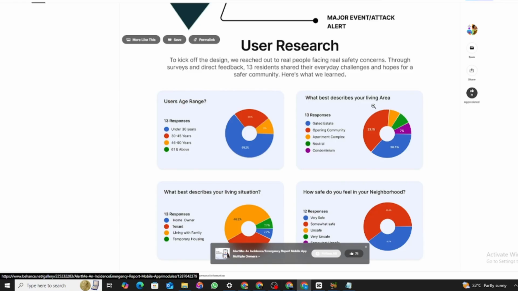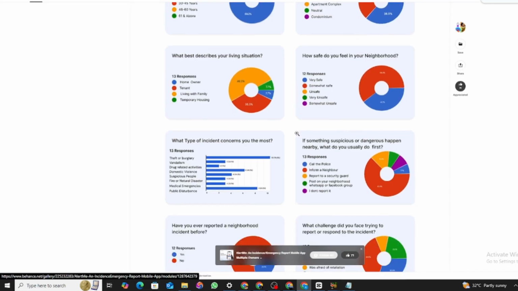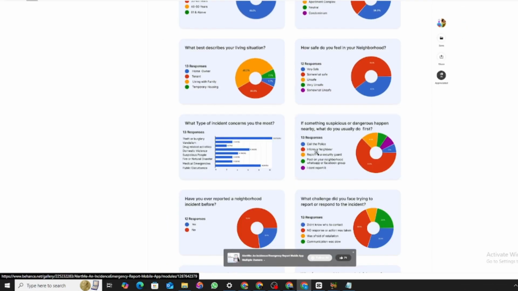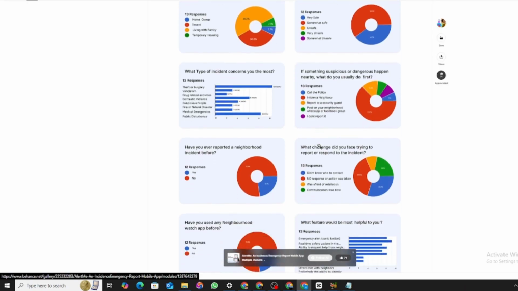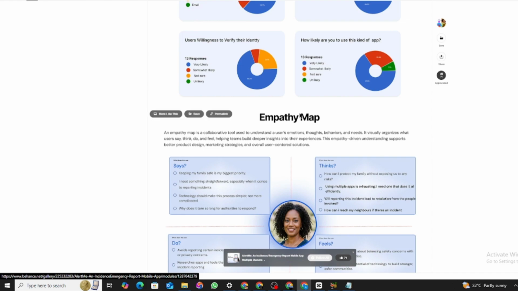What best describes your living area? These are the questions that we asked, and these are the insights that we got. So this is what I mean by user survey and data insights. And then from there, we deduced our empathy map and created a persona for it.